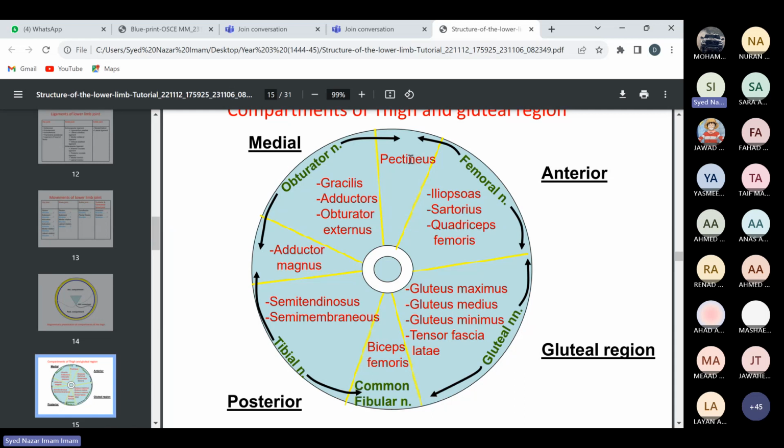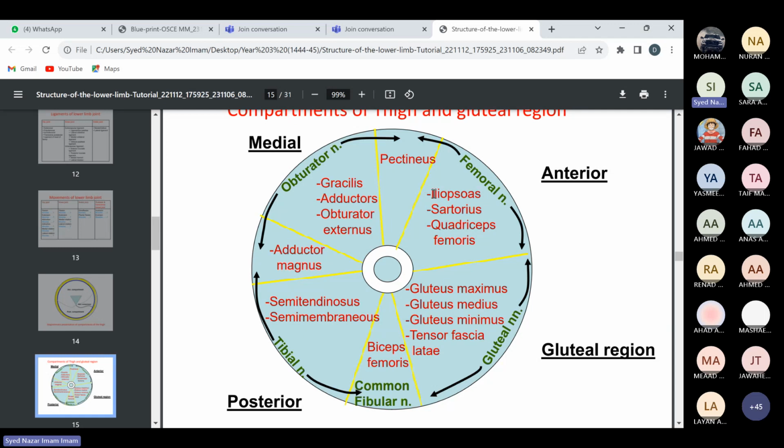So pectineus, if I say origin is from the medial compartment, what is the origin of the pectineus? This is the pubic bone. And the insertion is on the anterior compartment. So where is it inserted? Just below the iliopsoas, that is just below the lesser trochanter. What is the insertion of the iliopsoas? The lesser trochanter. Again, iliopsoas is also a very important muscle.